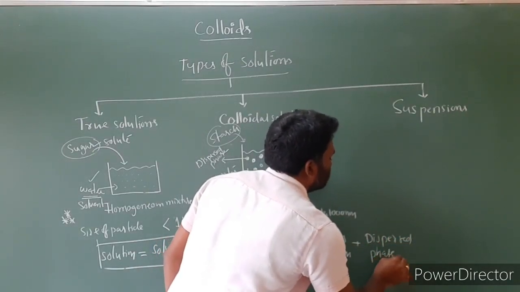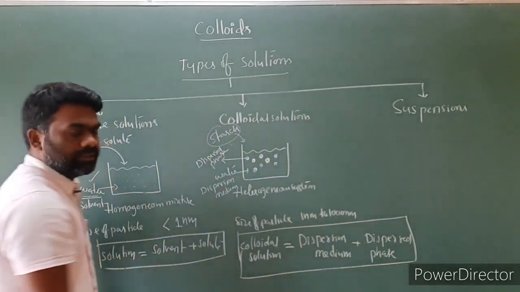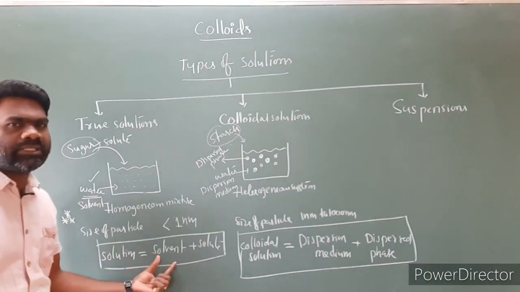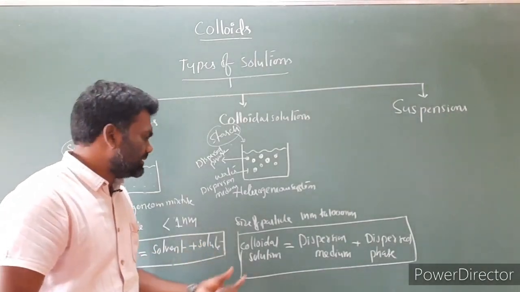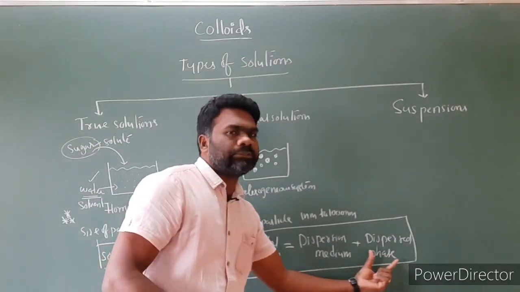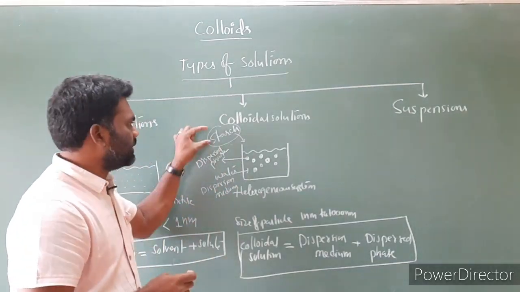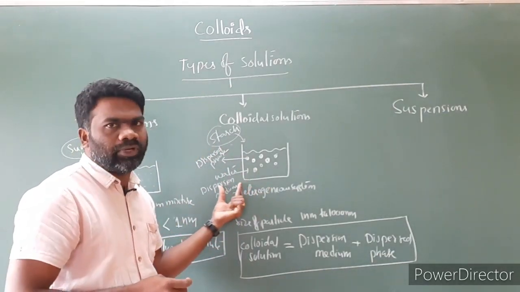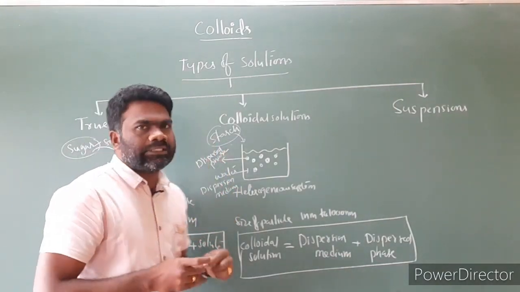Dispersed phase. So this is regarding the colloids. In a solution, we have solvent plus solute. Similarly, in a colloid solution, there is a dispersion medium plus a dispersed phase. So one substance is dispersed in another substance. Here starch is dispersed in water. So water is the dispersion medium and starch is the dispersed phase.